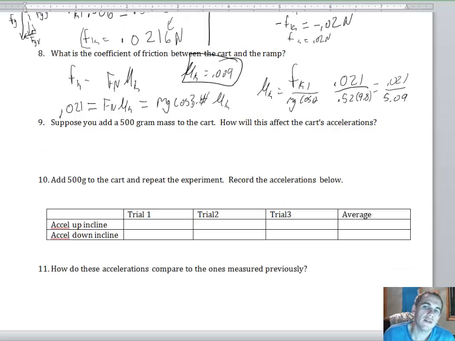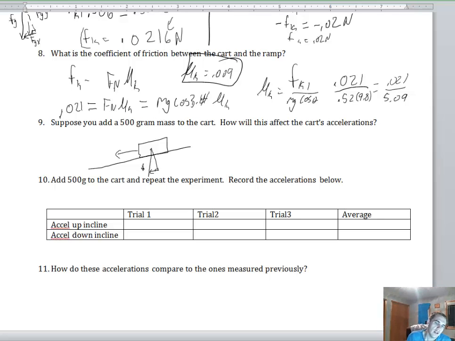Okay, suppose you had a 500-gram mass on the cart. How will this affect the cart's acceleration? Well, now let's think about this. Why does the cart move down the incline? It moves down the incline, or accelerates down the incline, because of the x component of weight, the x component of gravity. Okay, so this is Fg, this is Fgx.